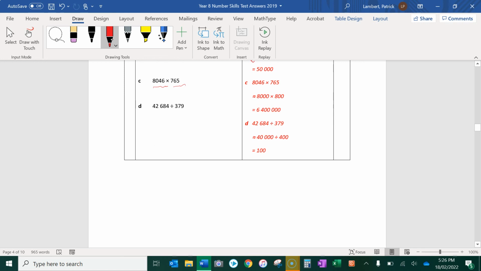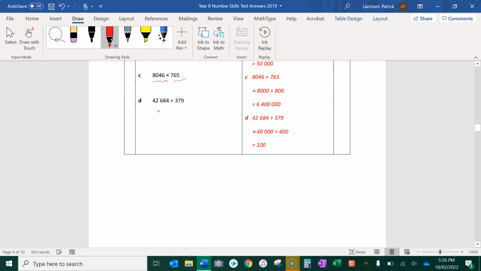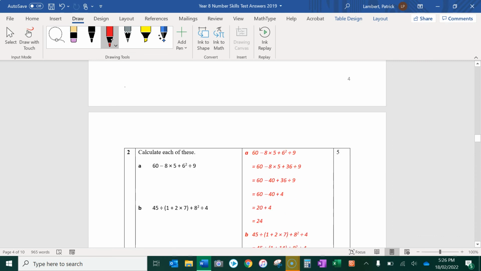42,600 will become 40,000 because we're rounding off, looking at the leading digit, which is the 4. 2 is equal to or less than 4, so that becomes 40,000. 40,379, 7 is equal to or more than 5, so it becomes 400. 40,000 divided by 400 equals 100. And notice the approximately equals sign there.